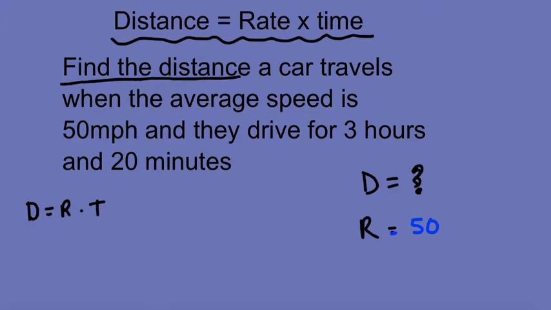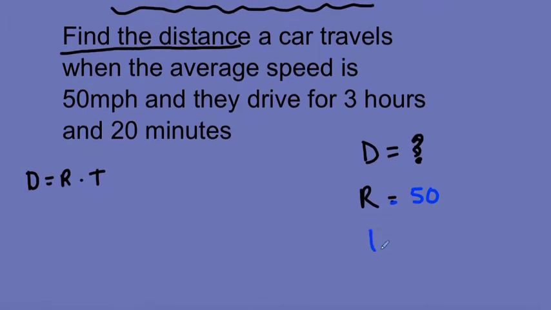Now, they drive for 3 hours and 20 minutes. That's our time. But remember, because it's in hours, we've got to put 20 minutes into hours. So 20 minutes is 20 of 60 minutes, because there's 60 minutes in 1 hour, which is 1/3. So we actually have 3 1/3 hours.